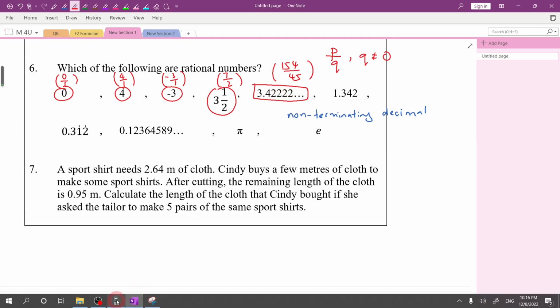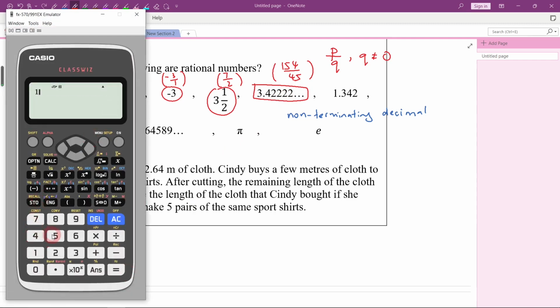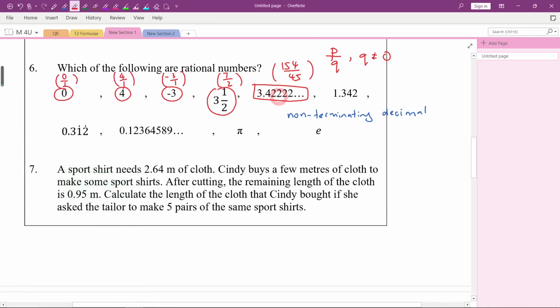So let's check again. Now, let me key in 154 over 45, then press equal and change to decimal. Yes, 3.42222. It just goes infinitely, the 2 keeps on repeating. This is called a recurring decimal.